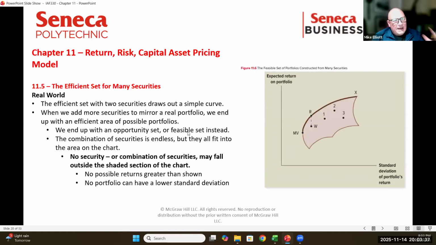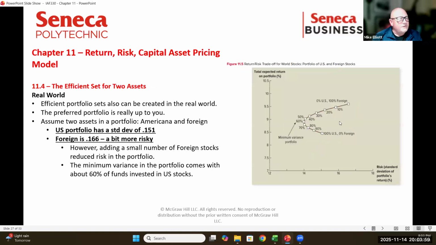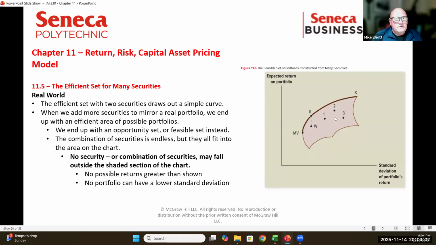And now we get introduced to the Batwing. Now the Batwing has a problem. The line MV, this hard dark line here, if we have two securities, is the best we're ever going to do. We have two things we can choose from. It's the best we're ever going to do. When we add more than two, we start to develop a batwing. I don't think I invented that term, so don't give me credit for it. However, it does look like a batwing.